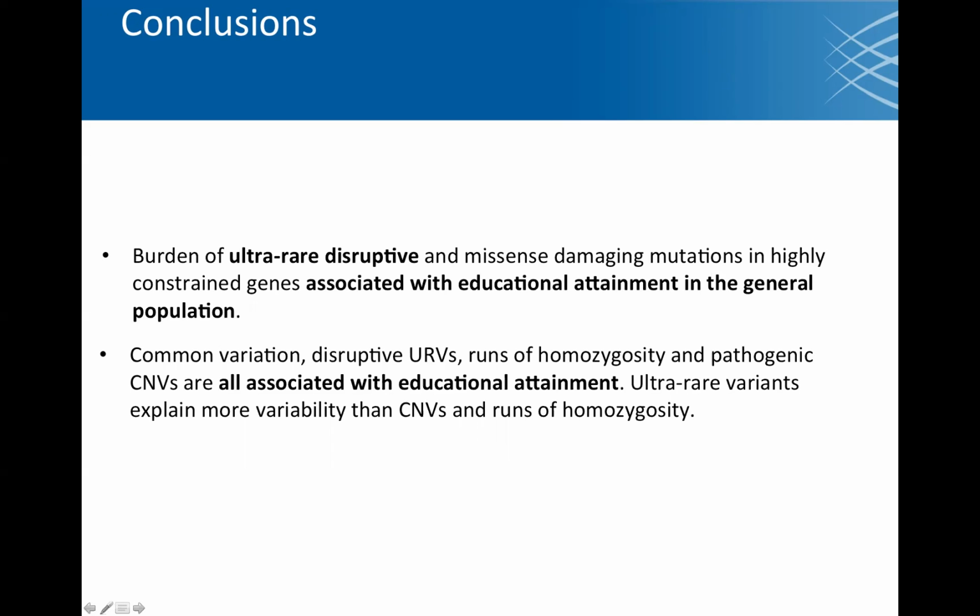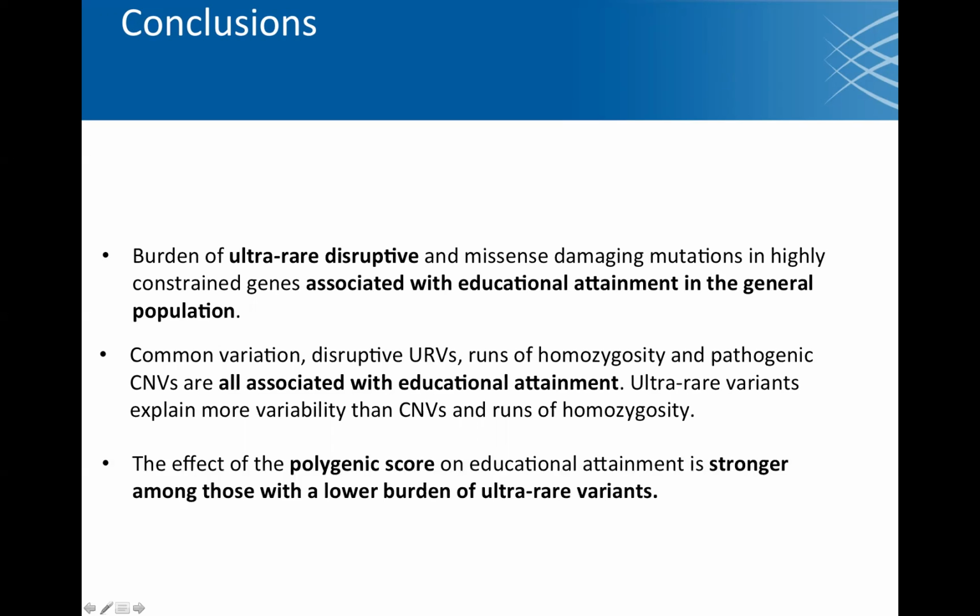We found these ultra-rare variants, which is really something new that had not been shown before. They explain more variability than copy number variation or runs of homozygosity. And finally, I think for the first time, we show an interplay between a rare variant score and a common variant score. We really show that the effect of the polygenic score on educational attainment is stronger amongst those with a lower burden of ultra-rare variants.